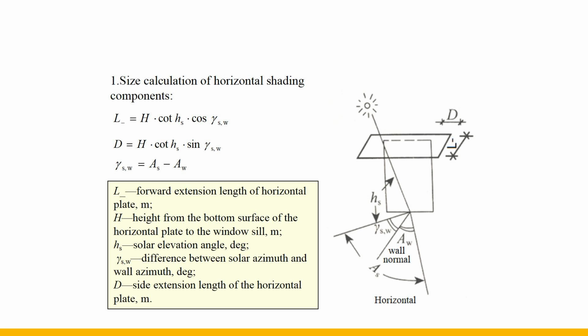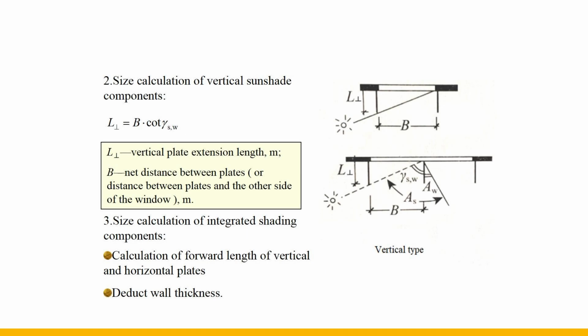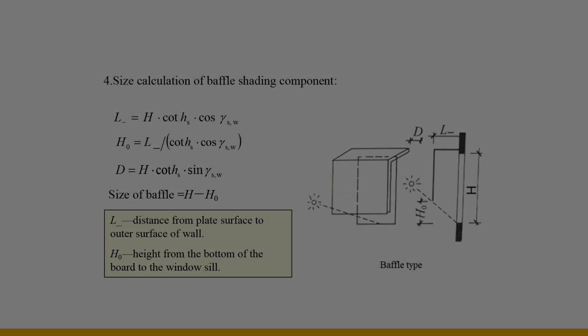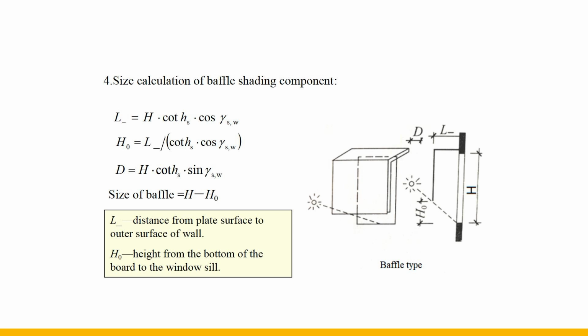The wall azimuth angle refers to the angle between the normal line of the wall surface and the solar direction. Slabs only need to calculate the forward lines. The forward lines of vertical and horizontal planes should be calculated respectively for the comprehensive sunshade plane. The wall thickness should be deducted. For the baffle type, the size of each component should be calculated, including the forward extension lines and the side extension lines of the horizontal plane and the raised height of the vertical plane.